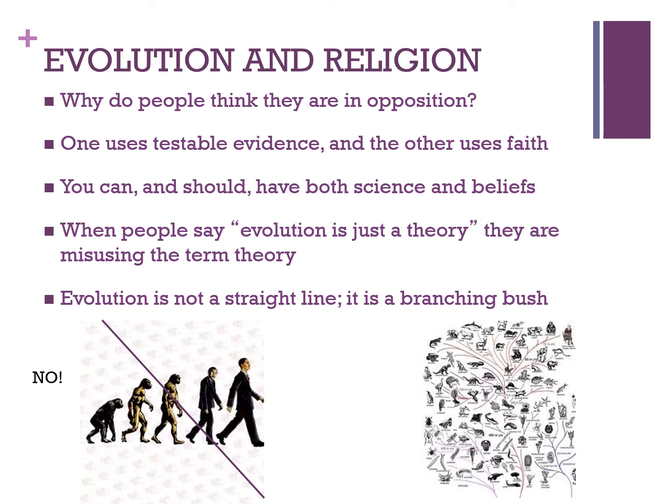Evolution and religion. Why do people think that they are in opposition? One uses testable evidence and the other uses faith. You can and should have both science and beliefs. When people say evolution is just a theory, they are misusing the term theory. Evolution is not a straight line. It is a branching bush.